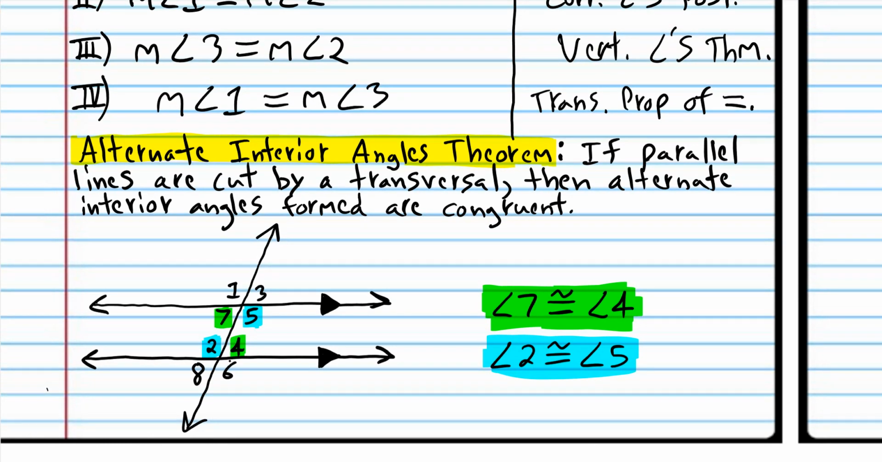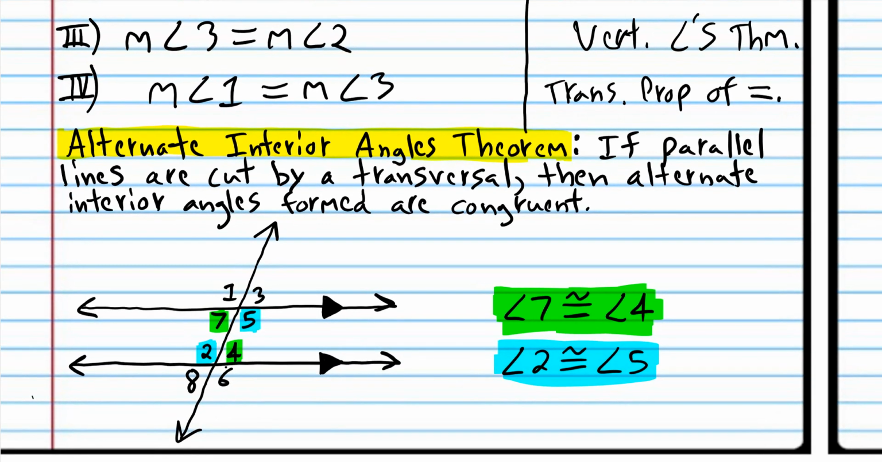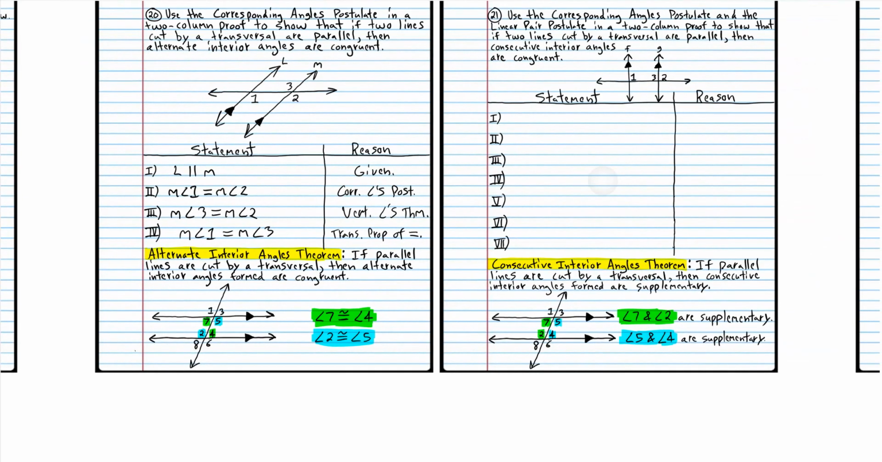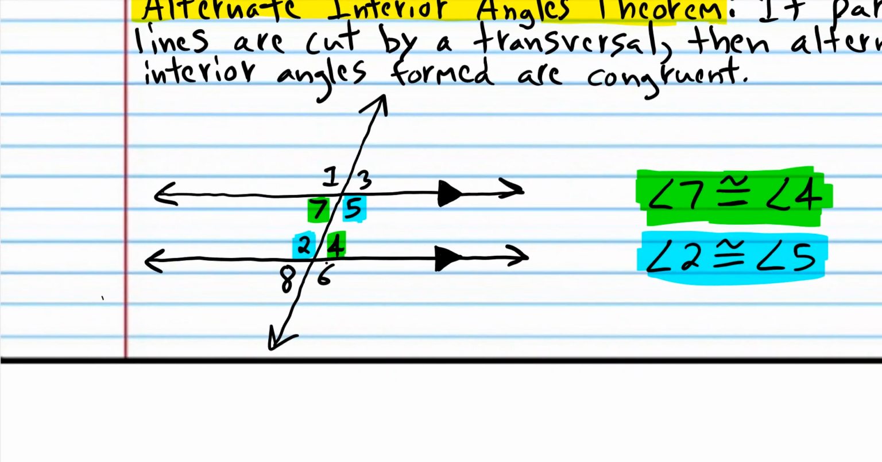Now again, this only works if the lines are parallel. We know that they're parallel because of these little arrows here. So you don't really have to get a screenshot of that. I'm going to show you a screenshot of these later on. But you can see we have alternate interior angles. We have these angles, the blue ones. They're alternate interior angles, so they're congruent.